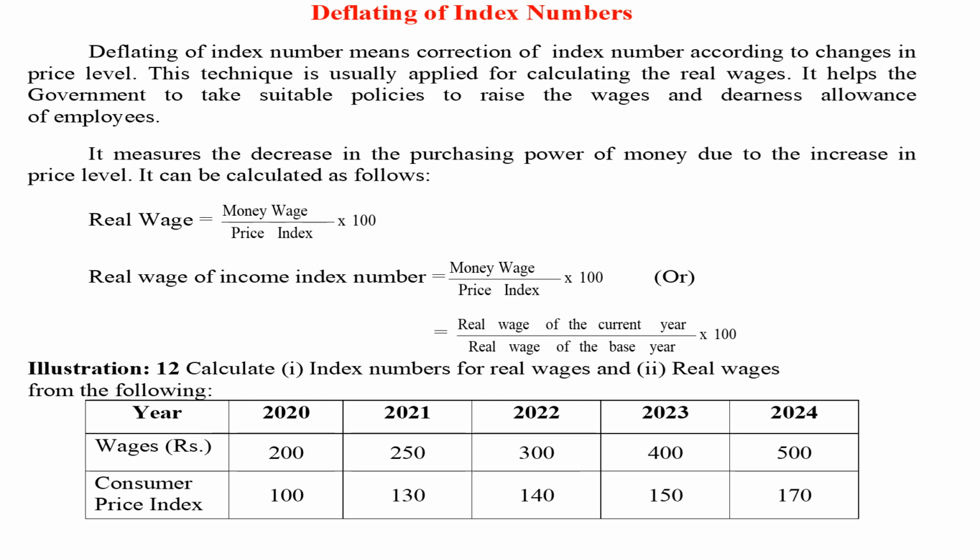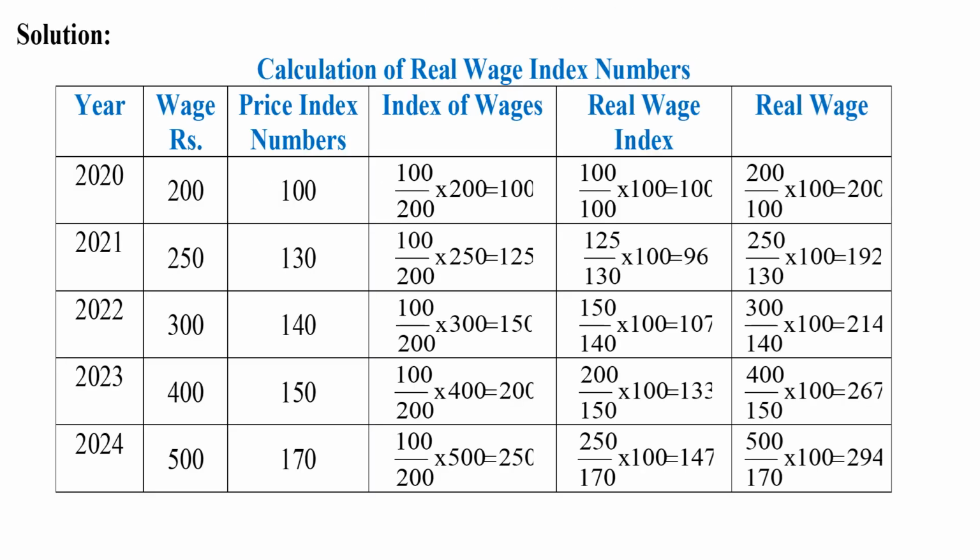In illustration 12 it is required to calculate 1 index numbers for real wages and 2 real wages. 6 columns table should be prepared. In first 3 columns the data as given in illustration should be recorded. Fourth column is for index of wages. It is calculated by dividing all the values given in third column with 200 multiplied with 100.